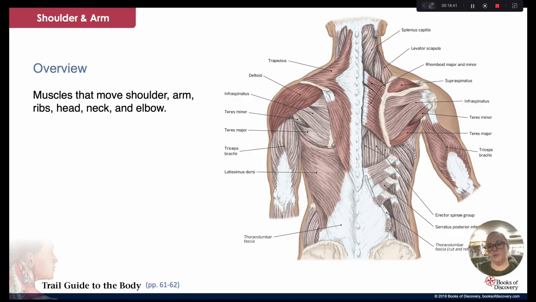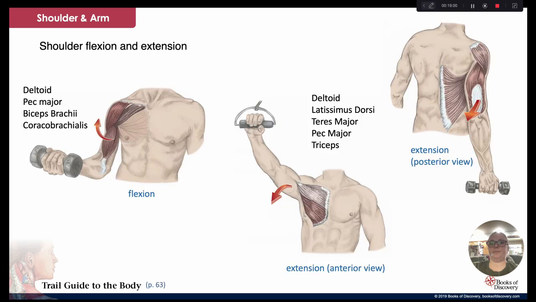Now let's talk about muscles. Here's a little fun diagram of a bunch of muscles. You can go ahead and try to cover up the words and guess which muscles they are once you learn them. We're going to be learning the shoulder muscles that move the shoulder and upper arm.